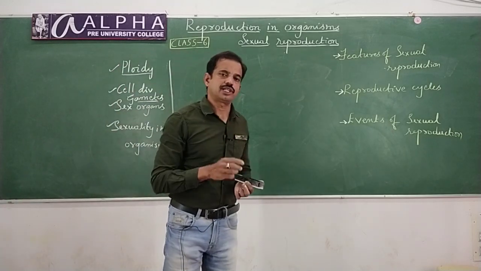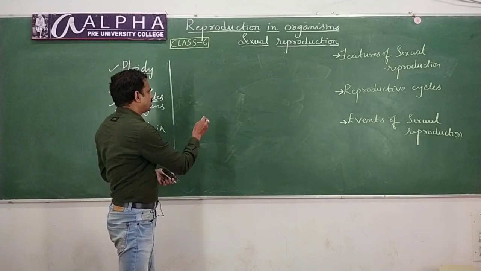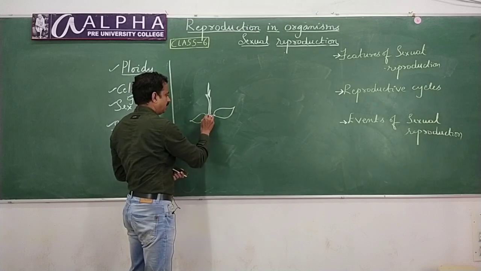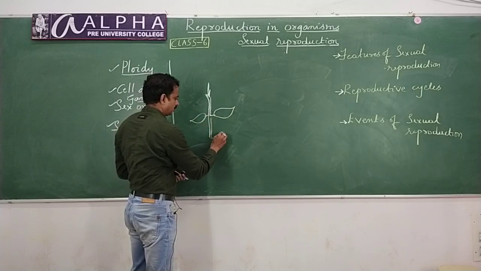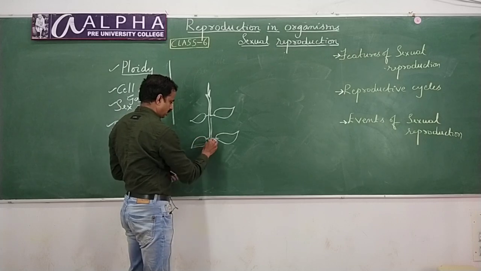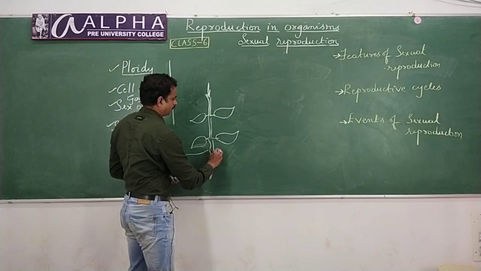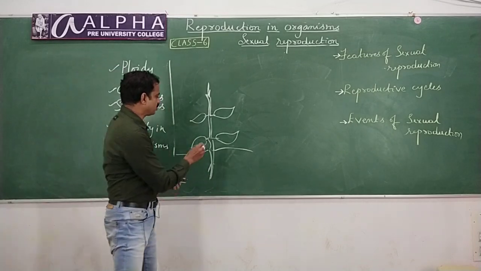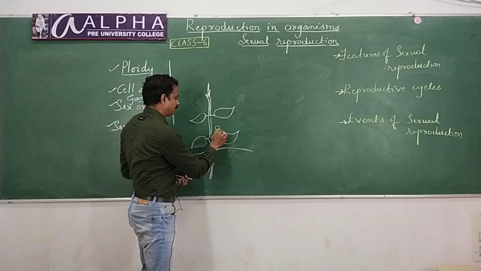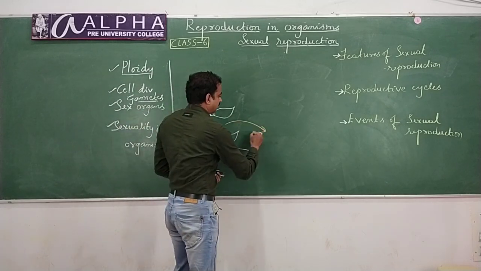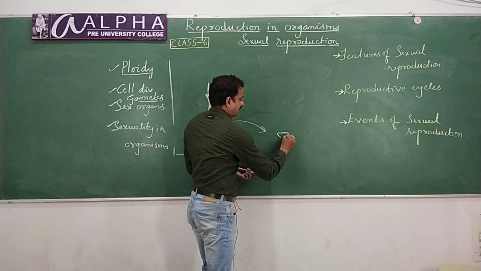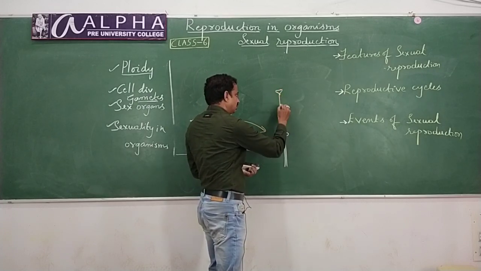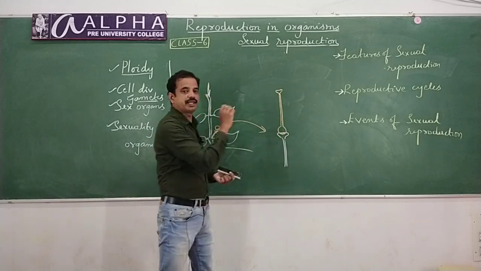Sexuality in organisms: first let me consider plants. Let me consider a plant now. This is the body of a plant, right? This plant produces a flower. I will take this flower here. This is the flower. Here there is the female sex organ, which we call a pistil.